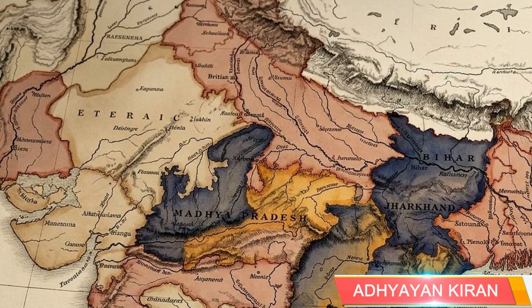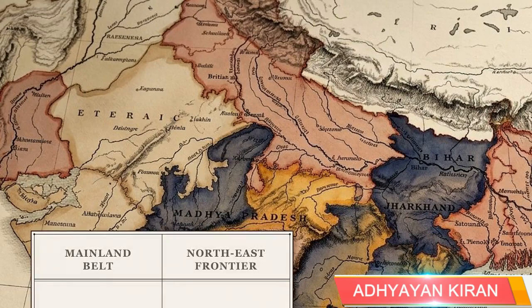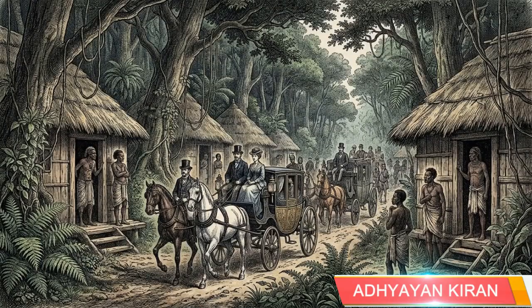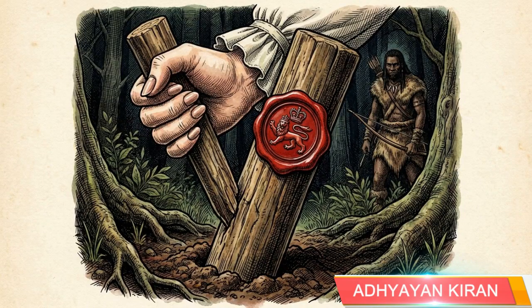The third category, tribal revolts, requires splitting the map into two distinct zones: the mainland belt and the northeast frontier. On the mainland, the company imposed foreign property laws to privatize communal lands, systematically dismantling traditional tribal socio-economic frameworks. These new laws brought an influx of dikus, outsider moneylenders, traders, and revenue farmers. To the mainland tribes, these outsiders were hostile extensions of the British government, sent to seize their land and labor.